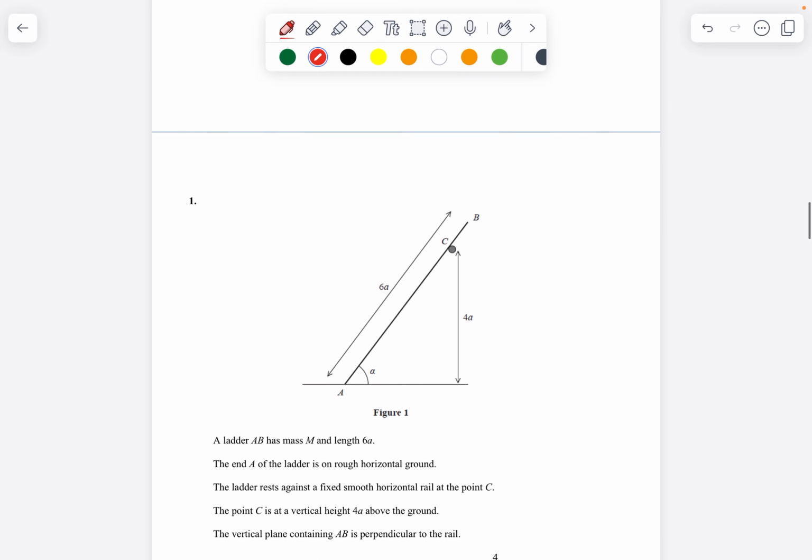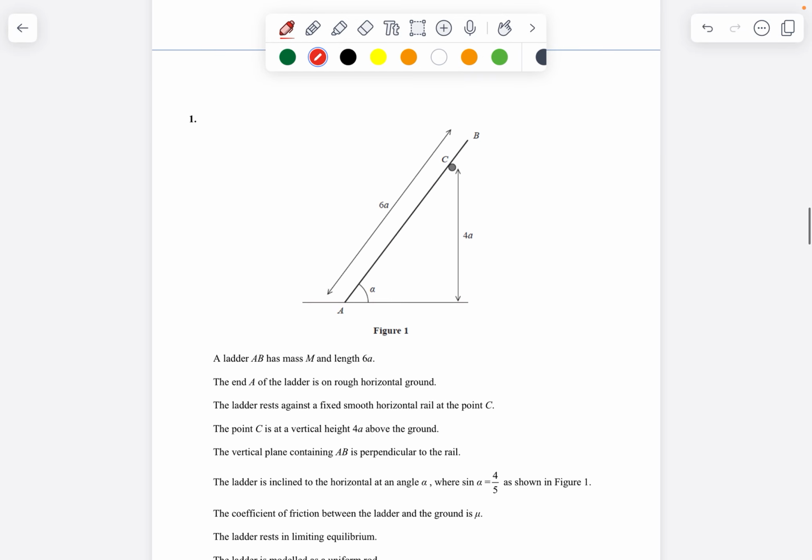Okay, right. So here is a statics question. We've got a ladder and it's leaning against a peg there. It says the ladder has a mass of m and a length of 6a, and it's uniform. So that means we have the weight mg here, and that's at 3a.